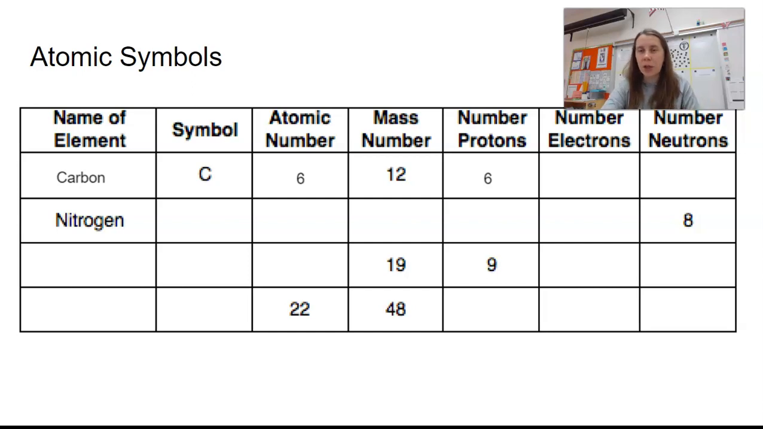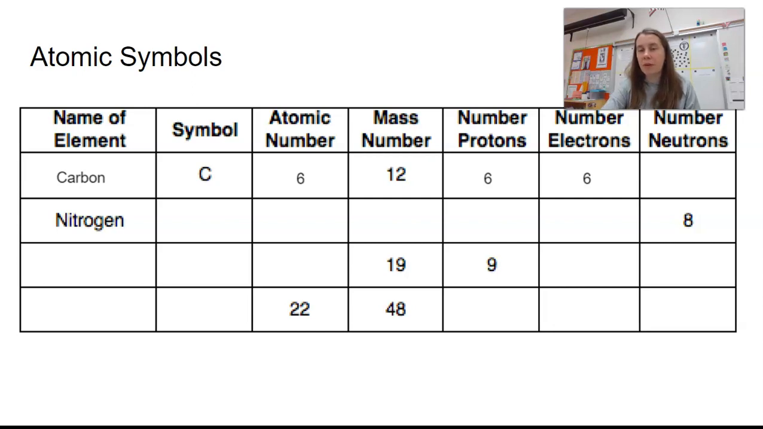We'll get to ions later in the next unit, but for today everything is neutral, which means that our positive charge and our negative charge have to be the same, so the protons and the electrons must be equal in this case. All right, and then the last thing is our neutrons.